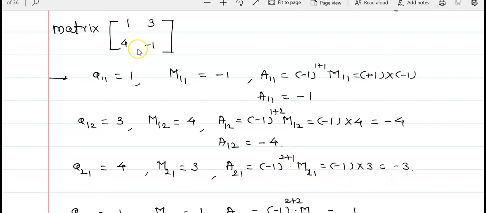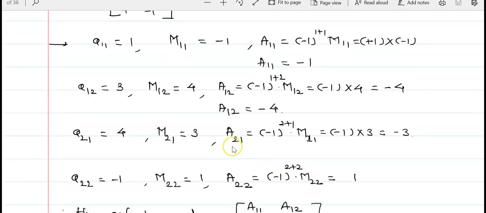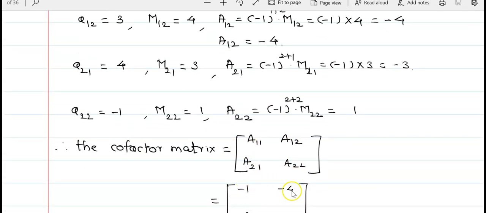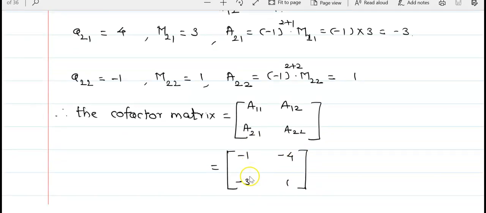a22 is -1, and its minor m22 is 1. Its cofactor a22 is -1 raised to 2 plus 2 times m22, and that is equal to 1. Therefore, the cofactor matrix a11, a12, a21, a22 is -1, -4, -3, 1. And this is the final answer.